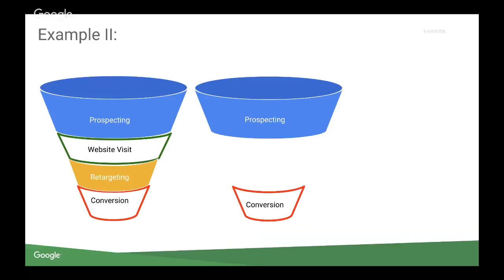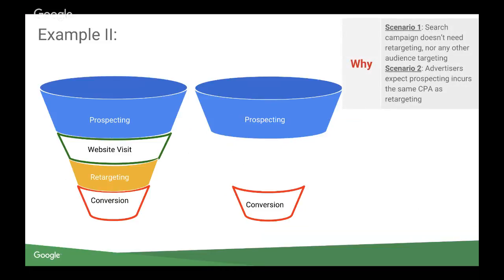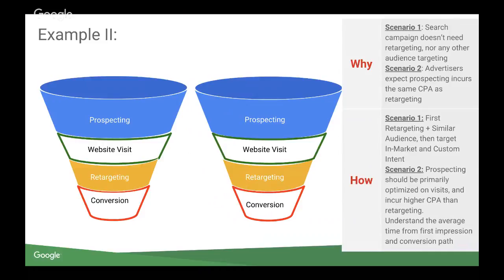Another example that we have seen across quite a lot of our campaigns is that a client understands the importance of prospecting, but they expect the prospecting customer to convert and achieve the same CPA as a remarketing list. A lot of the time we have seen advertisers expect prospecting to incur the same CPA as remarketing. And how to handle those objections? You should definitely educate your client that prospecting should be primarily optimized on visit, and by nature it should incur a higher CPA.